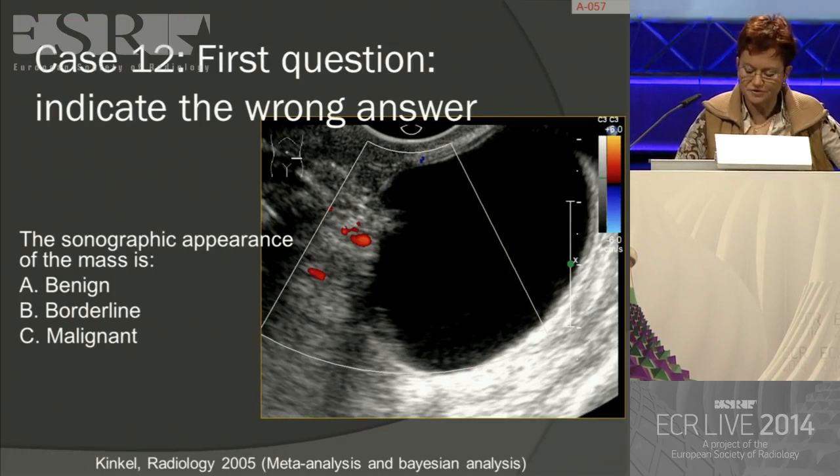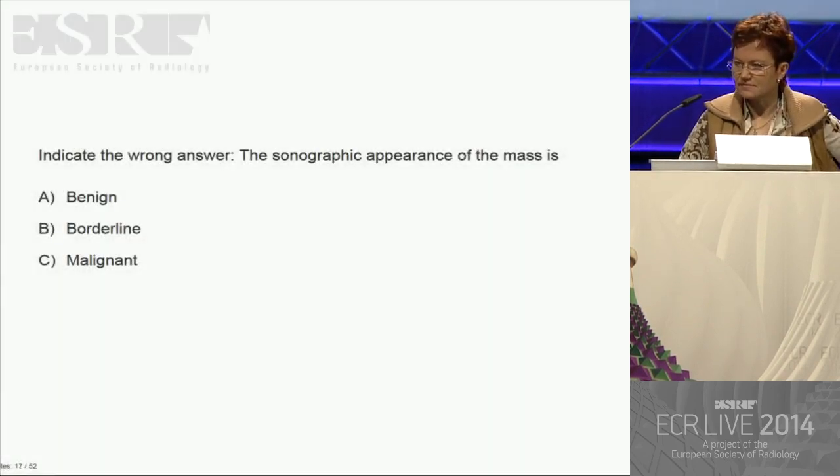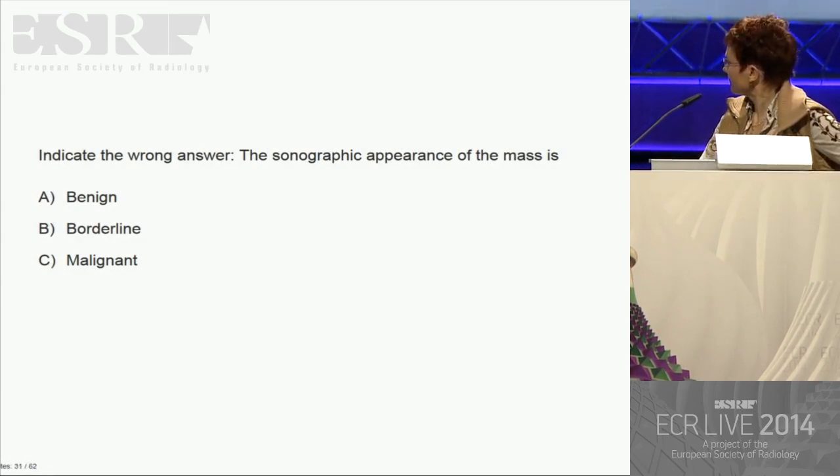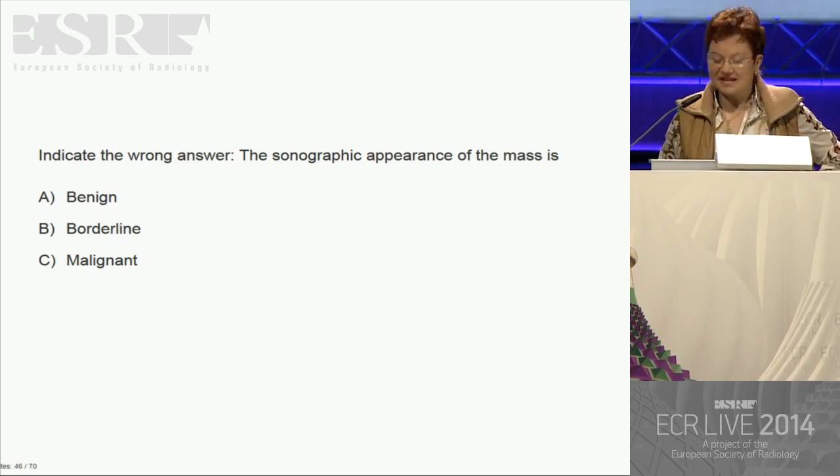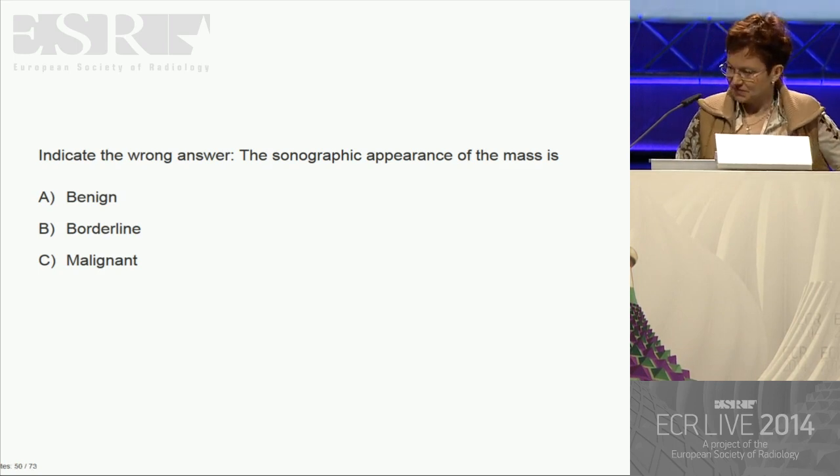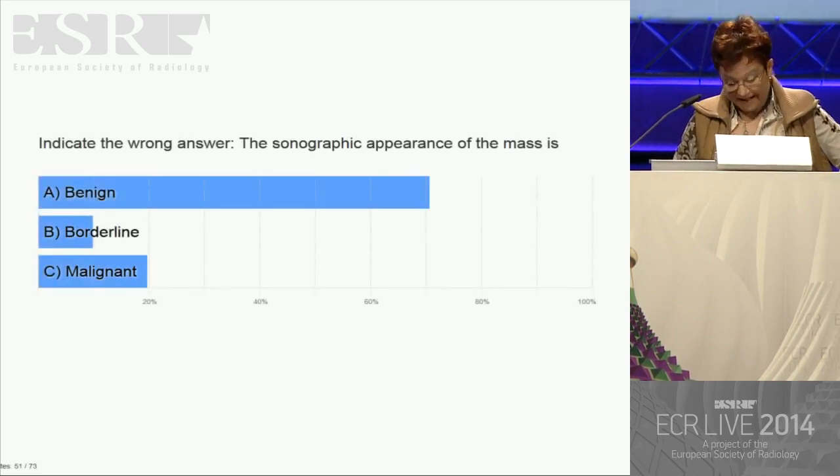The sonographic appearance of the mass is A, benign, B, borderline, C, malignant. So what's the wrong answer? Please vote. Can I get the answers, please? Yeah, very good. That's the wrong answer.